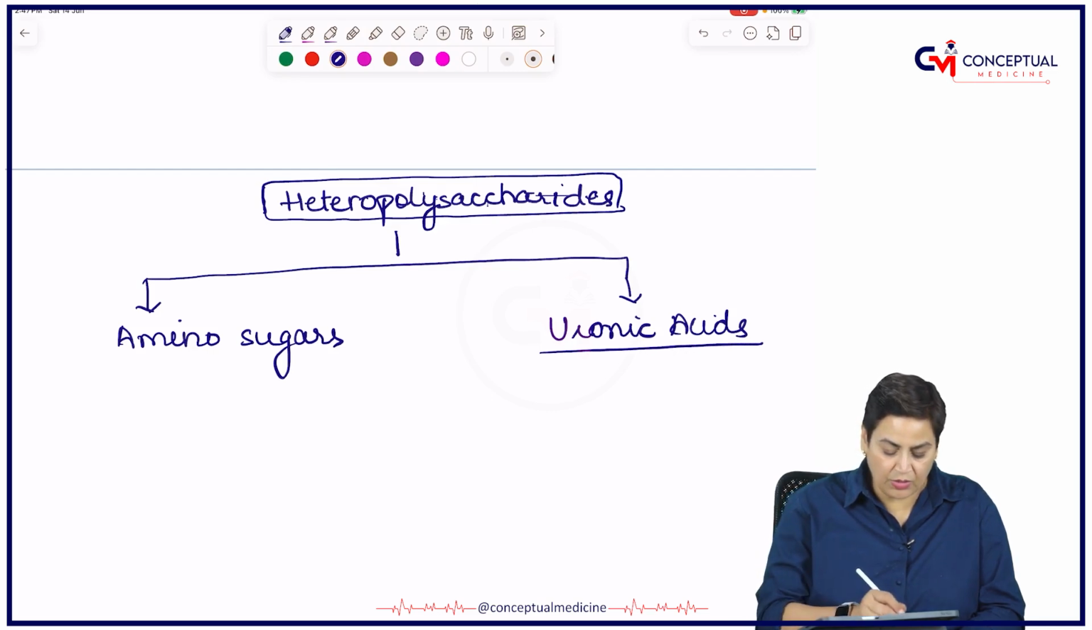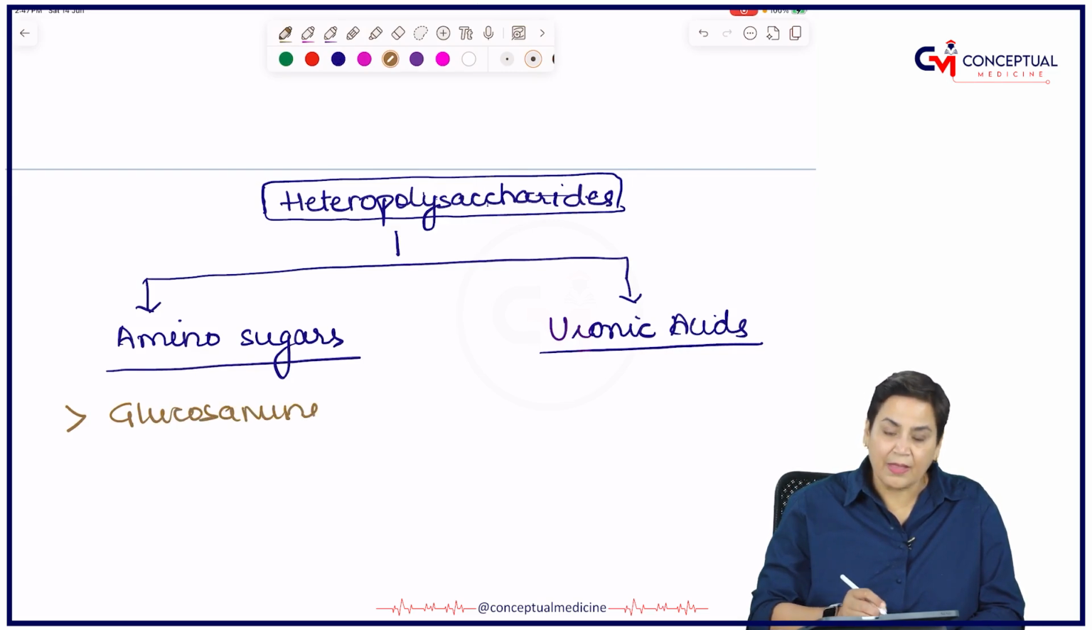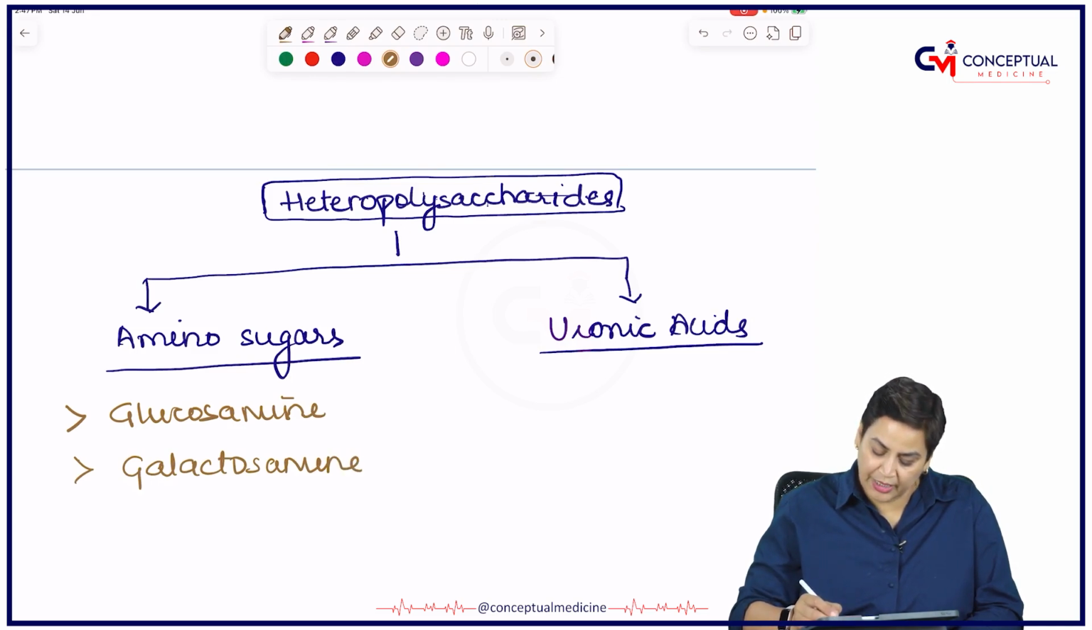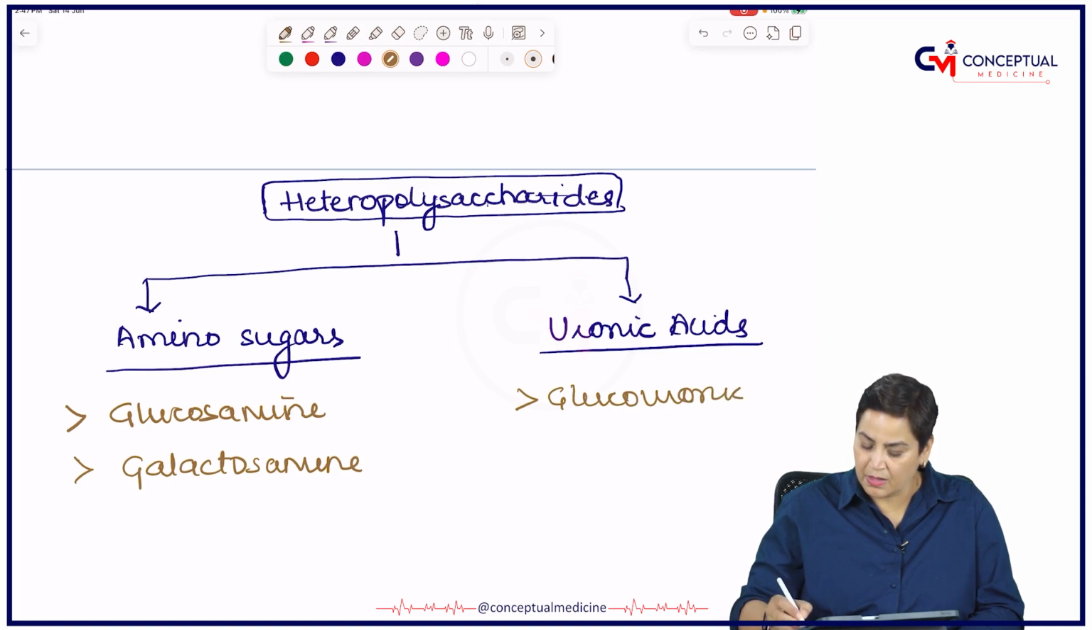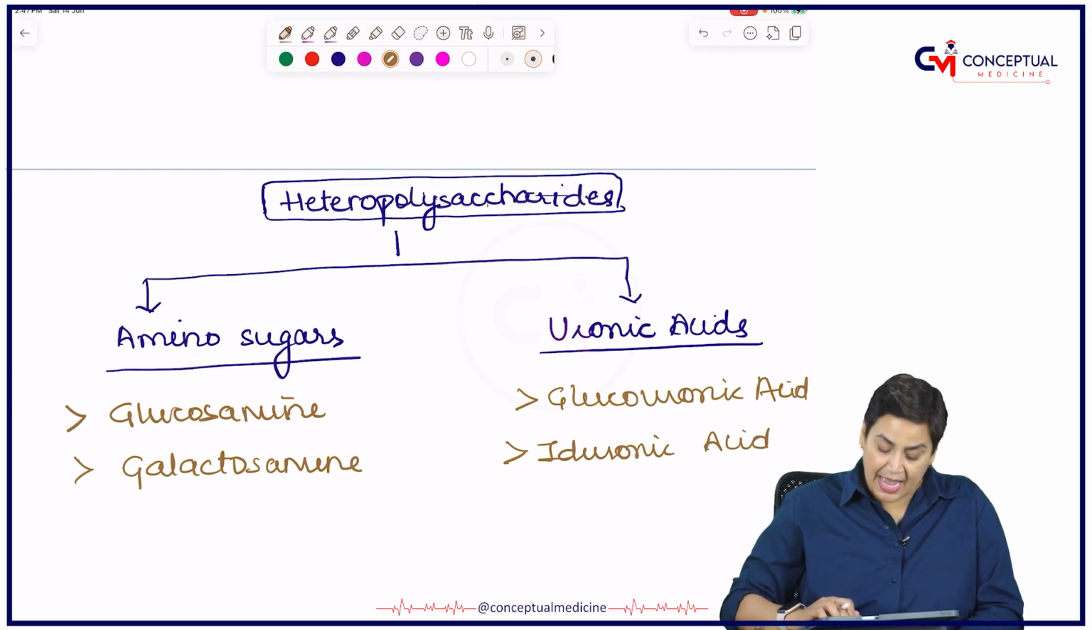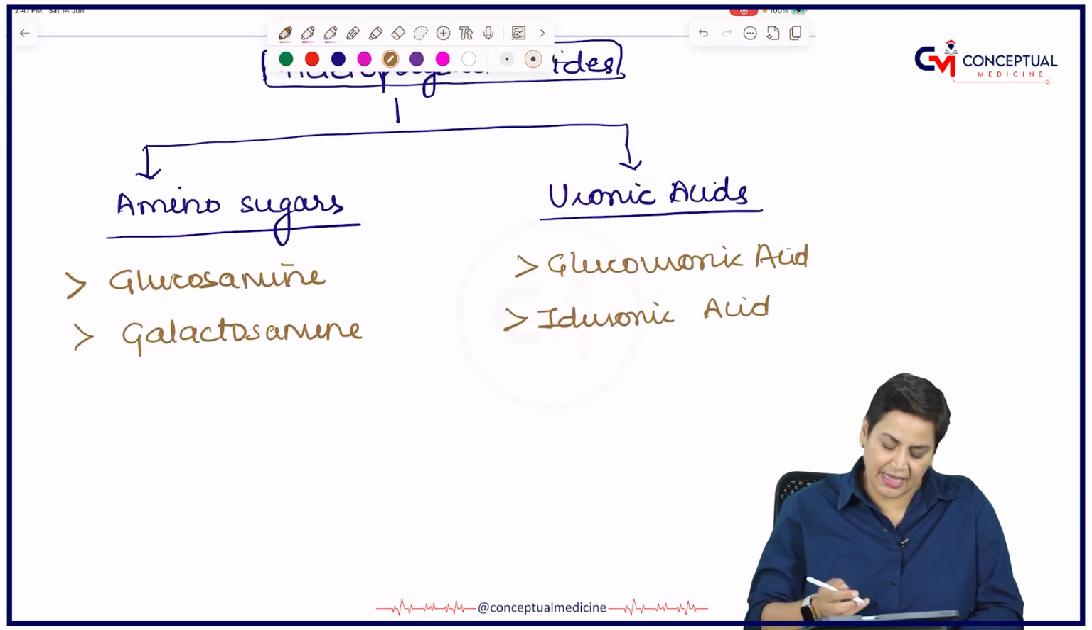Now, if we talk about amino sugars, simply the most important one is glucosamine. Another one is galactosamine. And if we talk about uronic acids, glucuronic acid and iduronic acid. Uronic acid I have already discussed, glucuronic acid which is produced by the uronic acid pathway. And these are the components, but they can have sulfate, so I can say they can be sulfate containing.